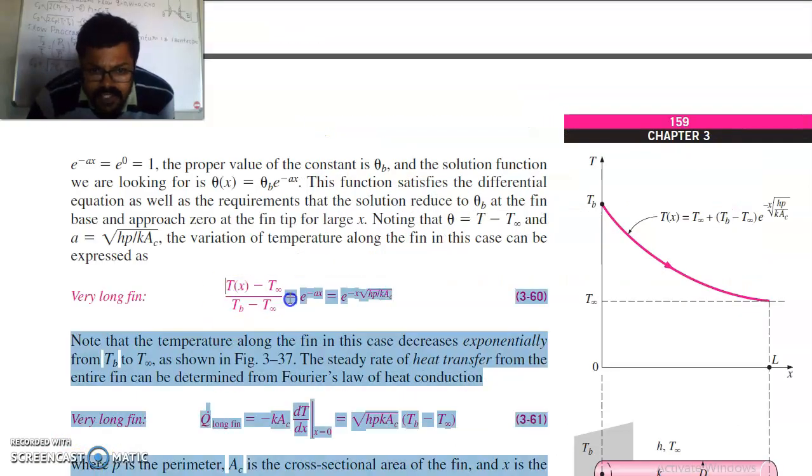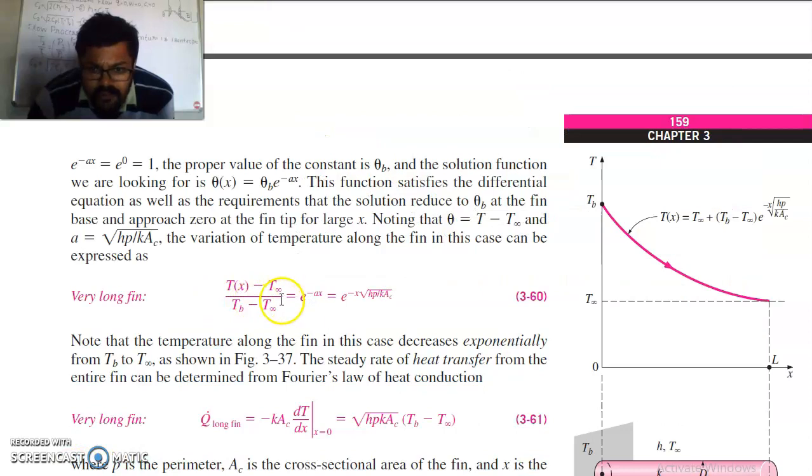You will get this equation, which is for a very long fin, and you can see it in the temperature and fin length graph also. This is the temperature variation with the length of the fin. At this point the temperature of the fin will become equal to the temperature of the surrounding air, this is the point.